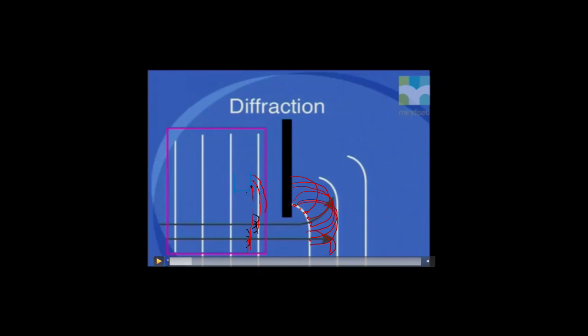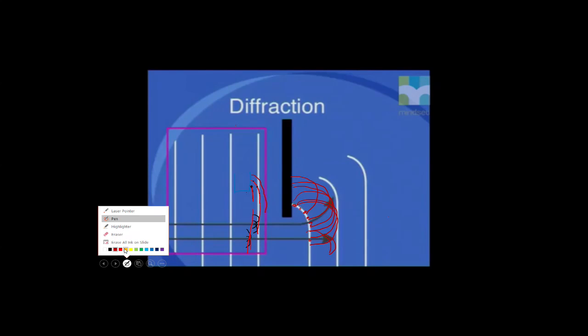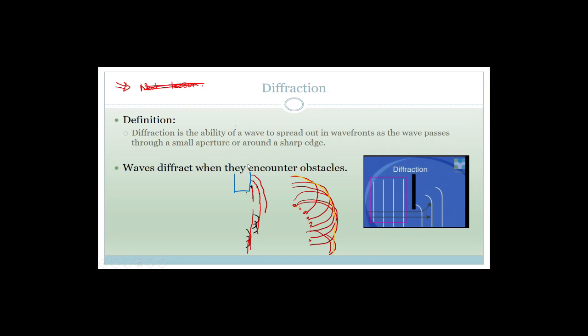So then, if I choose another color, let's go orange, do you see that it does that type of shape there? And that's exactly what I'm trying to say. So every one of these points on this wavefront here is acting as a point source, and that's why the waves bend around obstacles. Okay, so now let's move on.